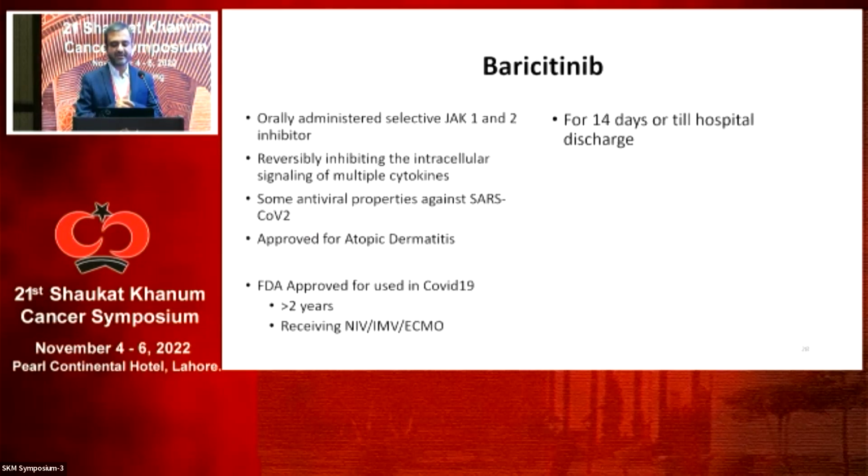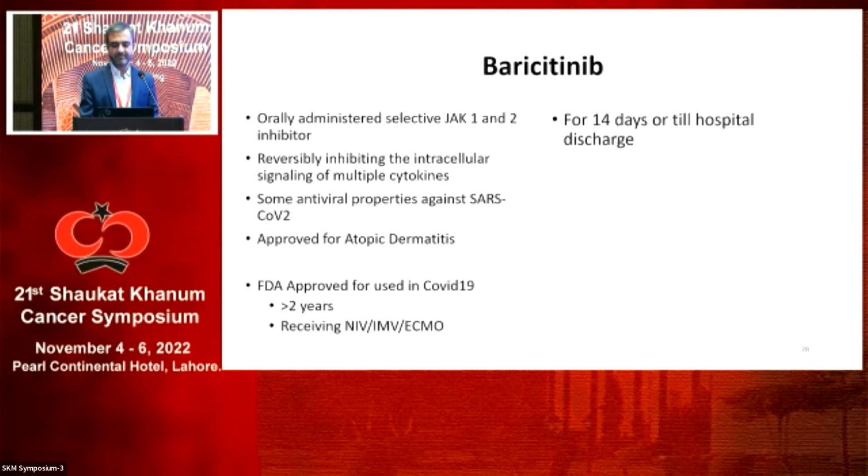Then another proven drug, or a drug which has been given emergency use approval, is baricitinib. It is an orally administered JAK1 and JAK2 inhibitor, which reversibly inhibits the intracellular signaling of multiple cytokines. It also has been shown to have some antiviral properties against SARS-CoV by inhibiting the ACE receptors. It was previously approved for atopic dermatitis, and the FDA approved it for use in children with COVID-19 above 2 years of age who are receiving invasive or non-invasive ventilation or are on an ECMO.